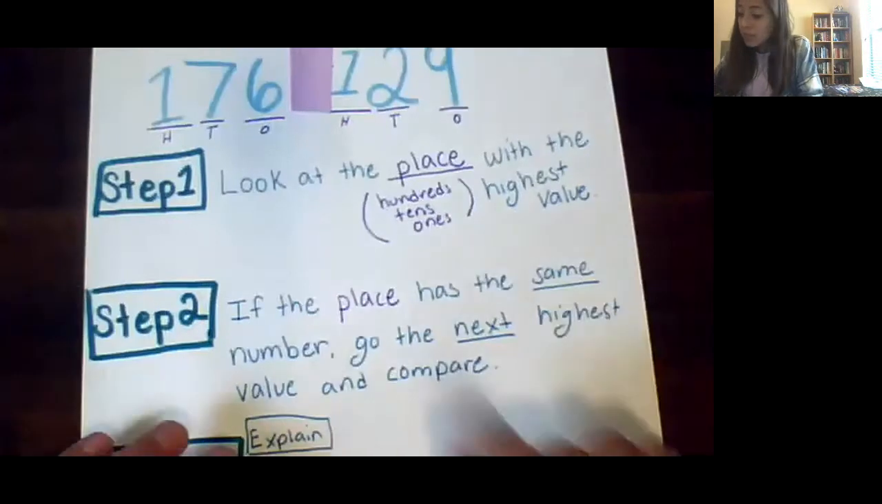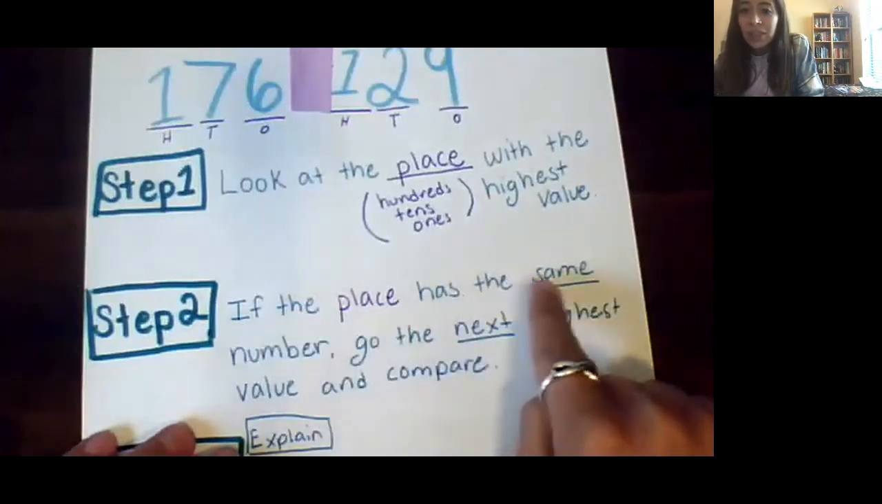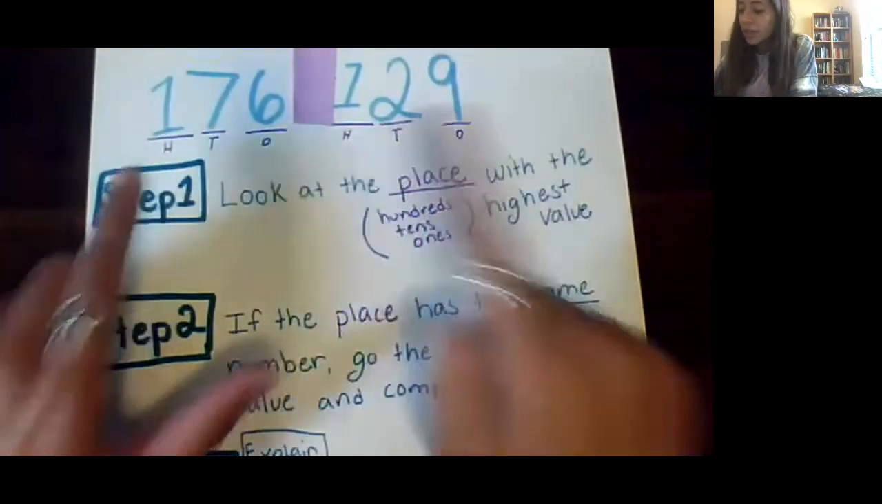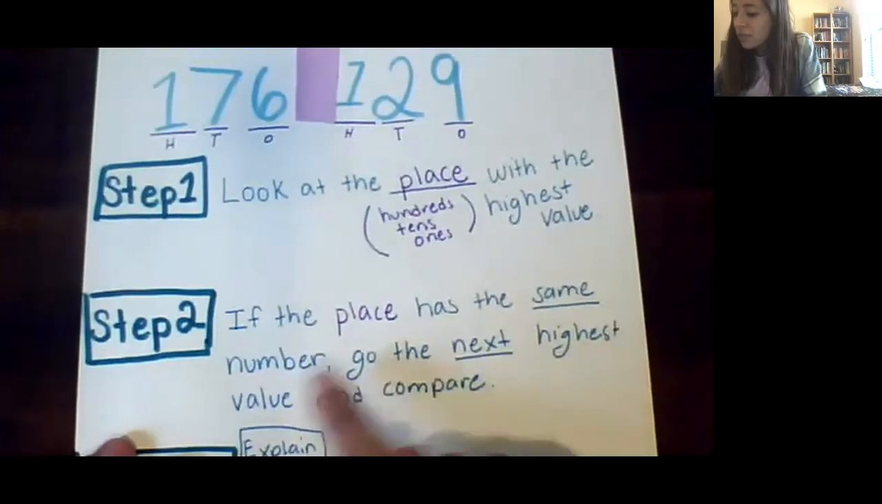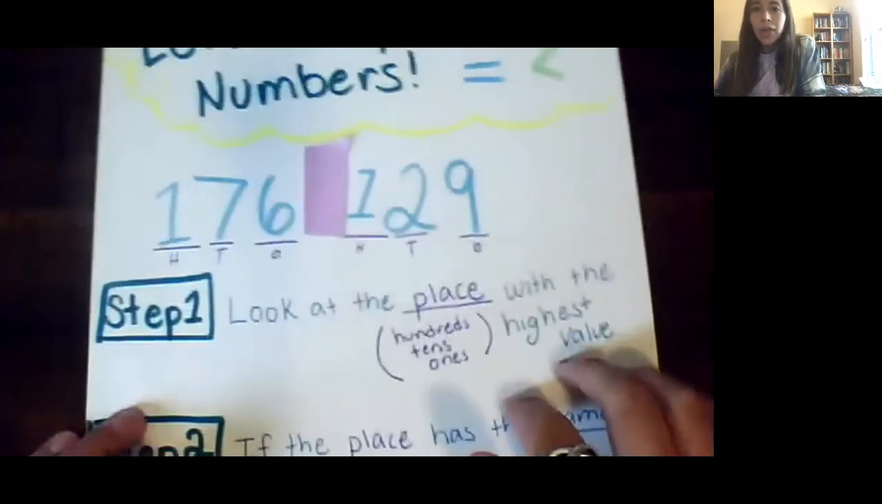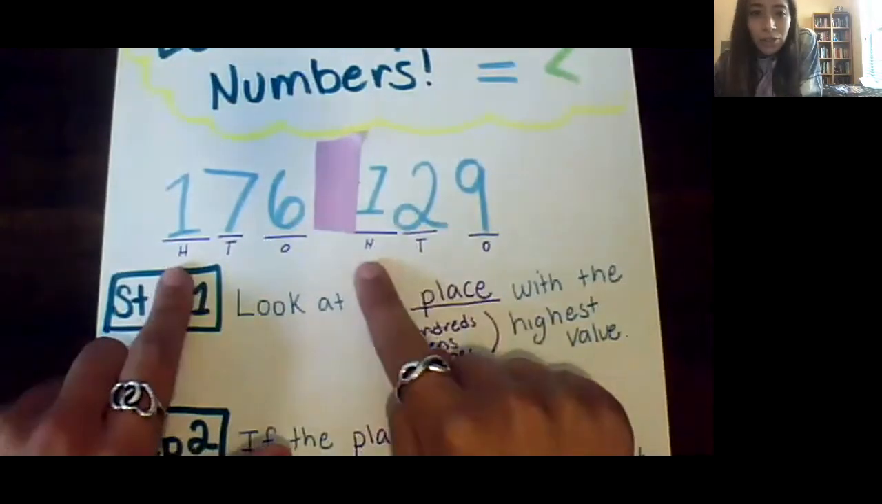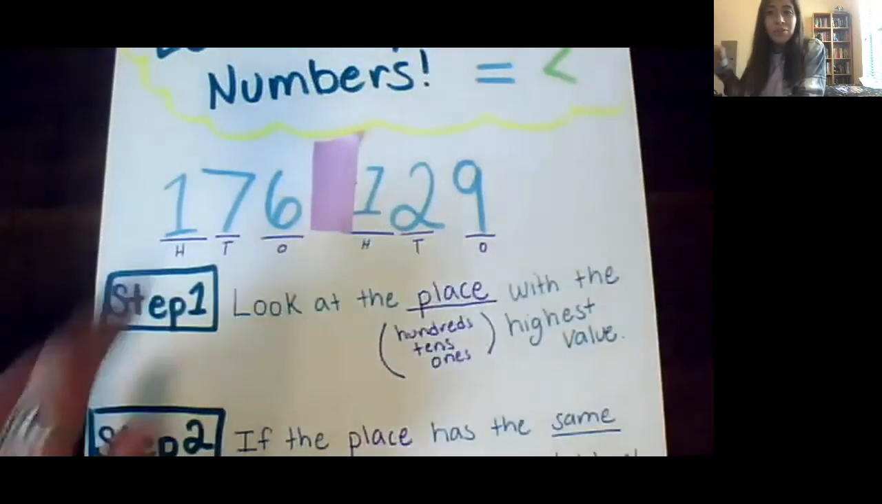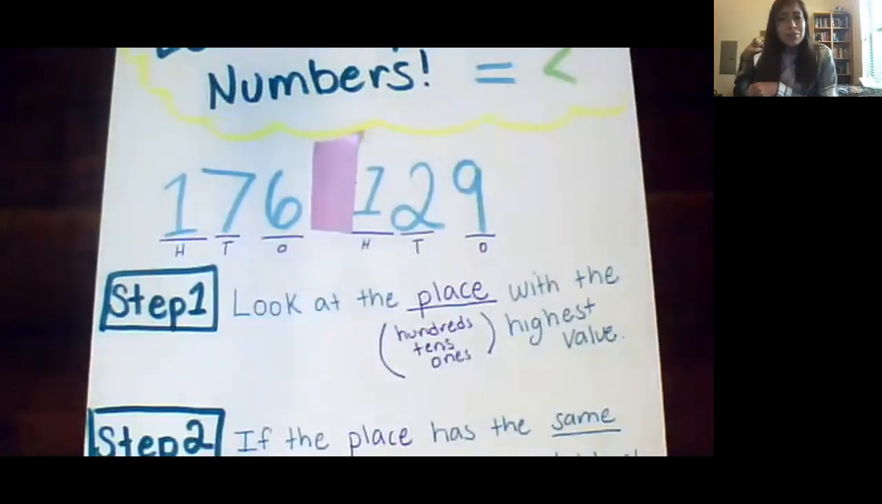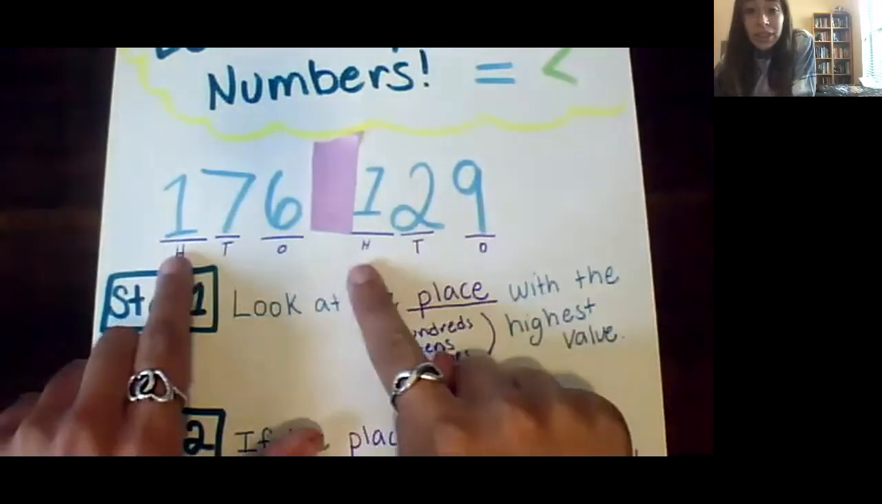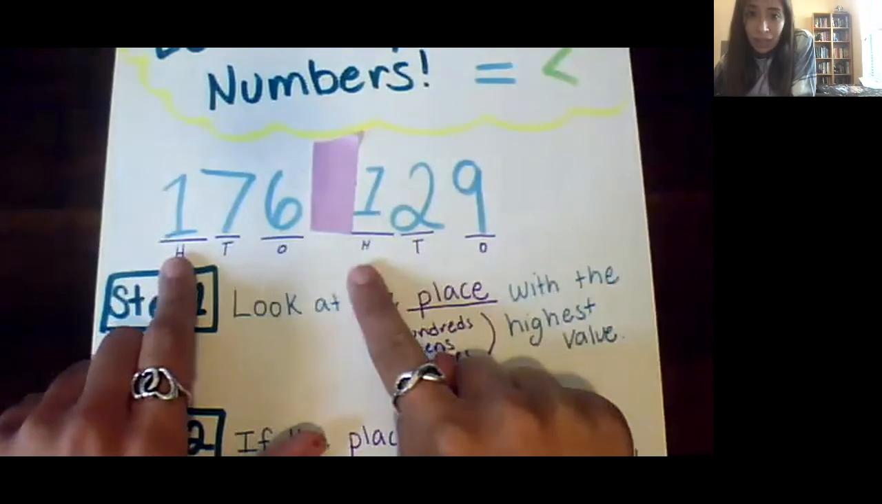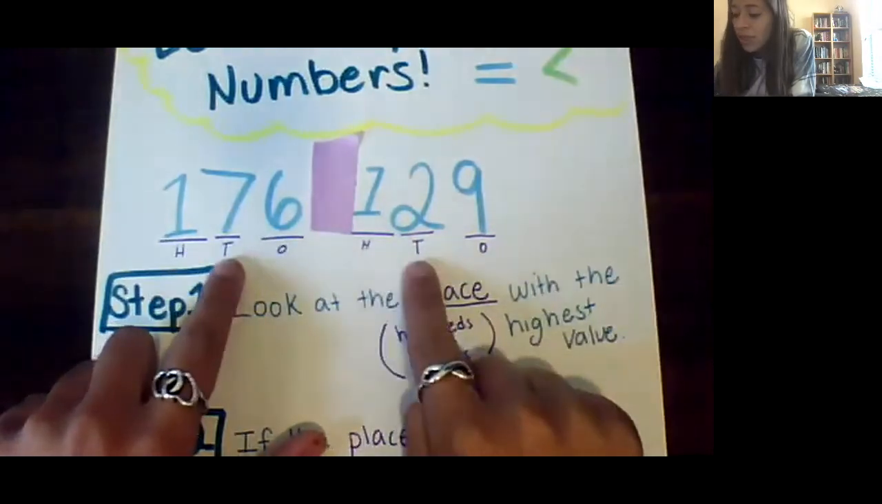Our next step says, if the place has the same number, which ours does, go to the next highest value and compare. Okay, well, we started out at our hundreds, and now we need to go to the next highest value. So what's bigger, a stick of 10 or ones? If you said tens, give your nice brain a nice pat. Awesome job. We're going to hop over to the tens place because it's the place with the next highest value. Let's see, a 7 and a 2.